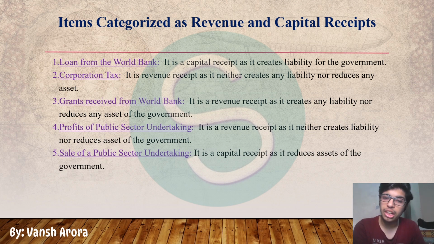Grant receipt from World Bank. ठीक है, grants received from World Bank. Grants मतलब होता है गिफ्ट, गिफ्ट मिल रहा है भाई, ठीक है, तो आपकी लाइबिलिटी इंक्रीज नहीं होगी, एसेट रिड्यूस नहीं होगा, so it means that grants will be considered as revenue receipt.